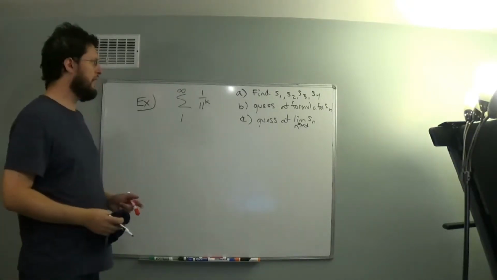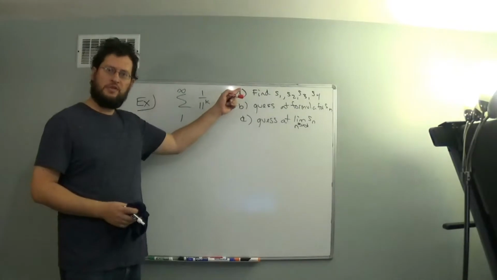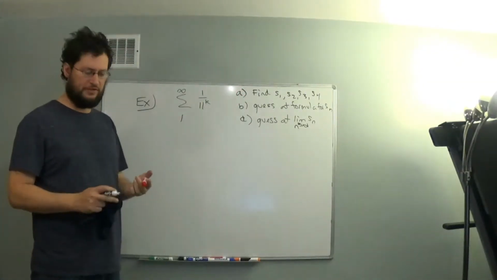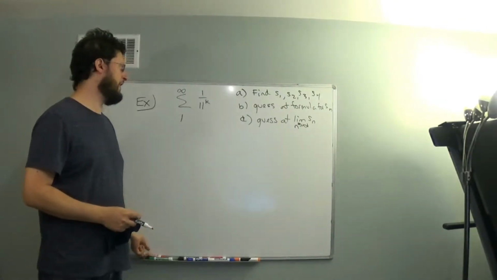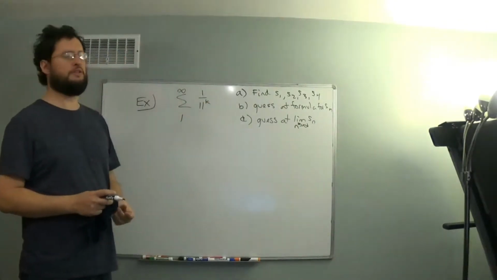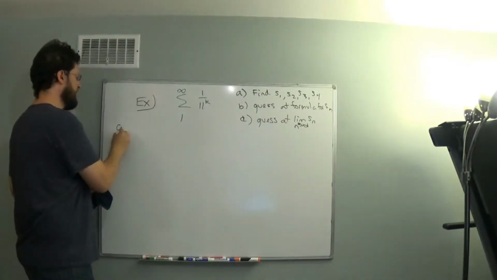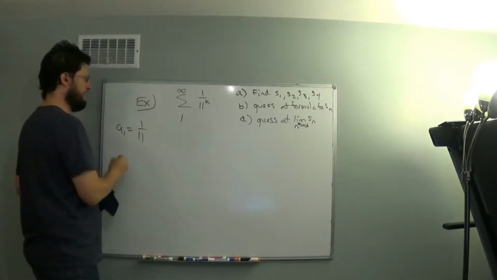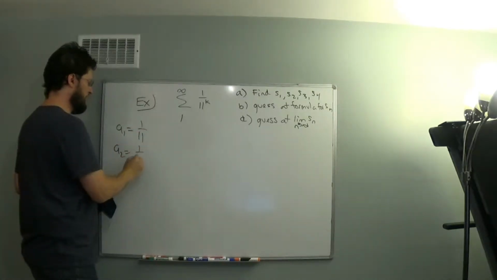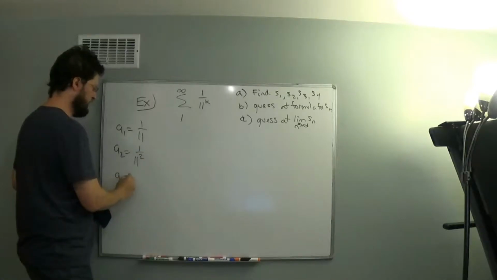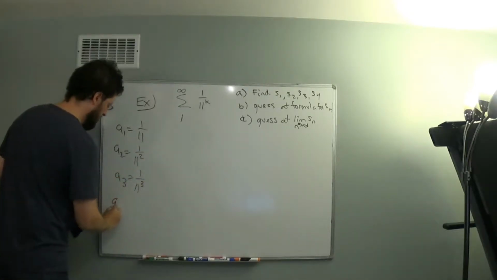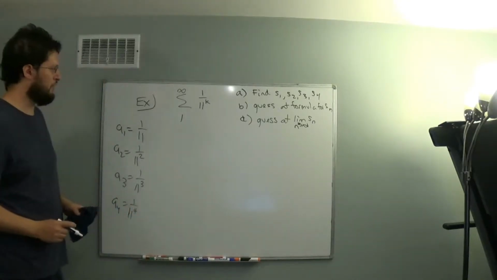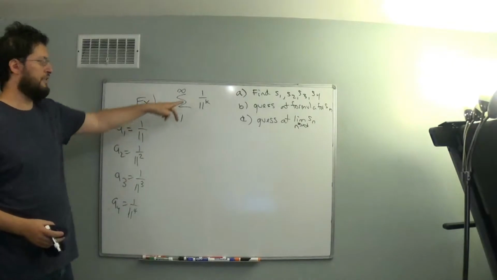In this problem, we are asked to find the first four partial sums of this series, use that to guess at a formula for Sn, and then use that to guess at an actual value for the series. So to begin, let's start by finding A1 through A4. A1 is 1 over 11 to the first, A2 is 1 over 11 squared, A3 is 1 over 11 cubed, and A4 is 1 over 11 to the fourth. So those are the first four terms of the series.